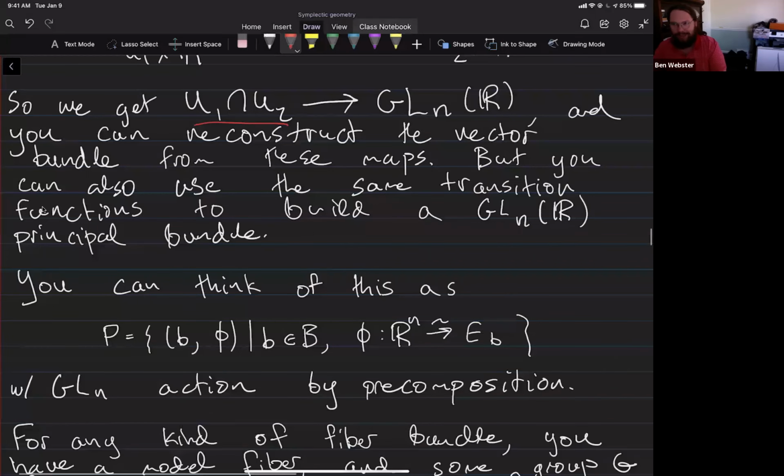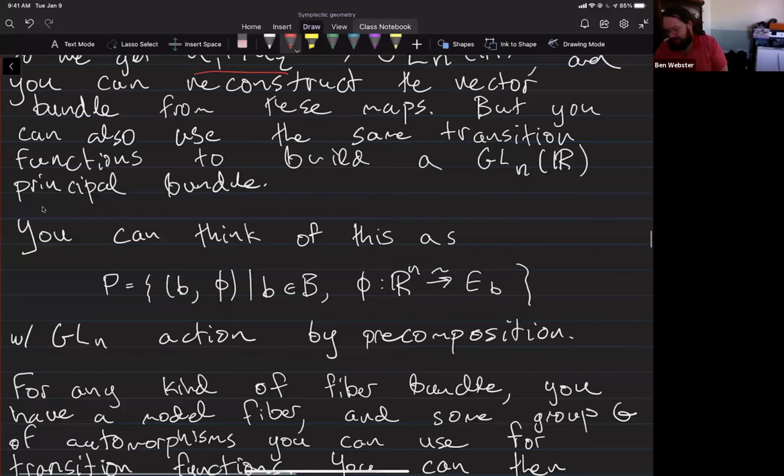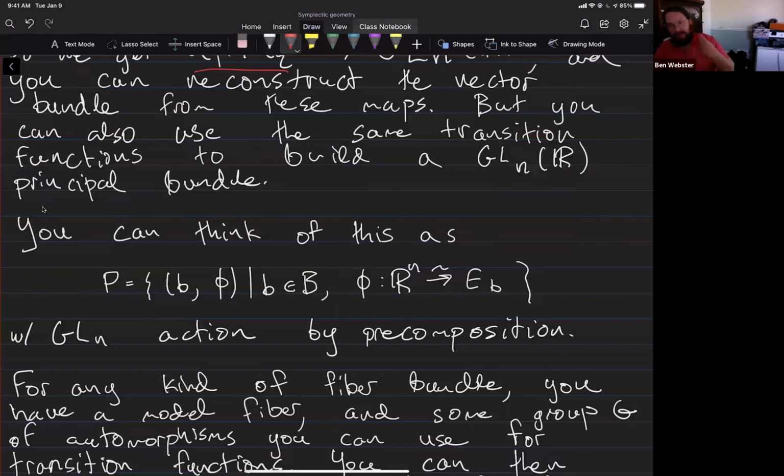If you don't like this pick-an-open-cover picture, you can think about this more abstractly. I look at the space of a point in the base of my vector bundle and an isomorphism from R^n to the fiber of the vector bundle. That has a GL_n(R) action by pre-composition. I act with GL_n(R) on R^n, and that gives me a different isomorphism. That is free and transitive on each fiber, because if I have an isomorphism from R^n to another vector space, pre-composing with GL_n(R) acts freely and transitively on the set of such isomorphisms.